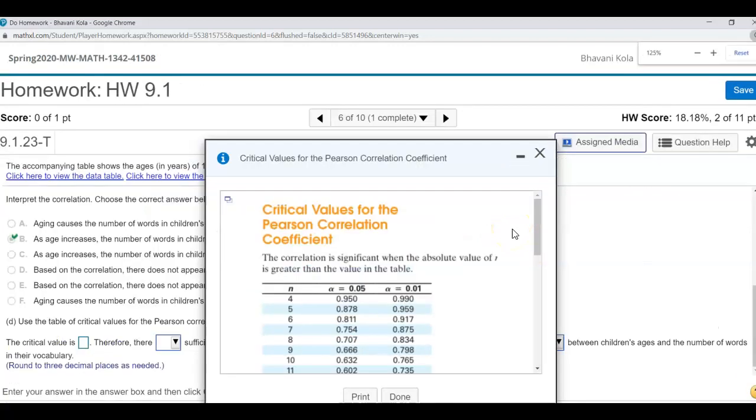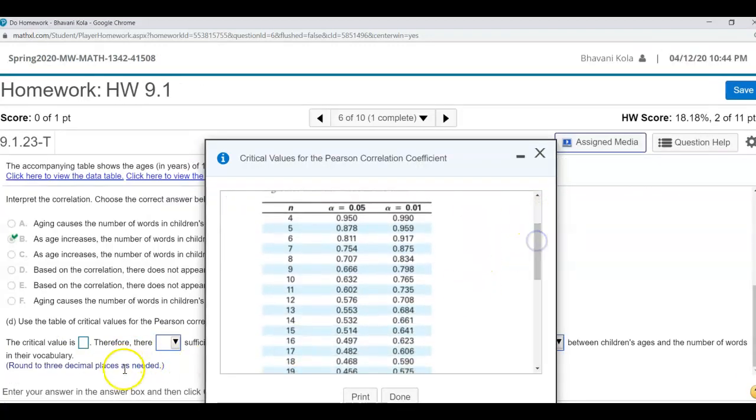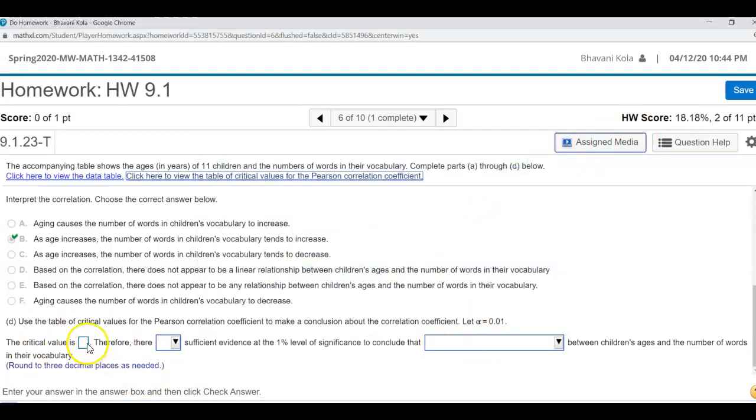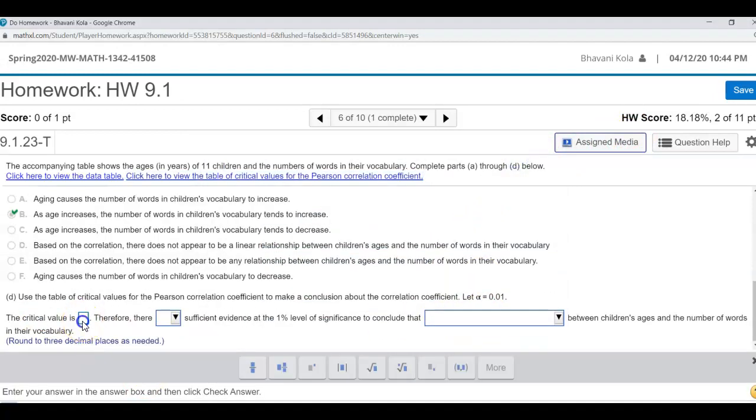Let me minimize this one so y'all can see. N value is 11. Alpha is 0.1. So this is 0.735. Okay. Always you need to know your n value and your alpha value. 0.735. Keep that in mind. And the critical value is 0.735. Okay. So what happens now?